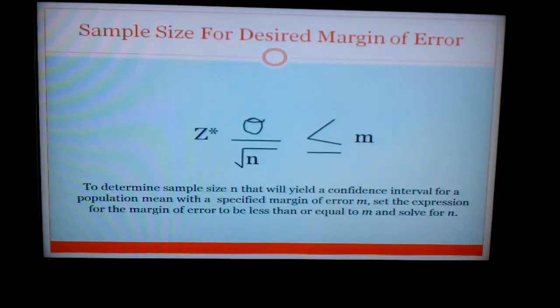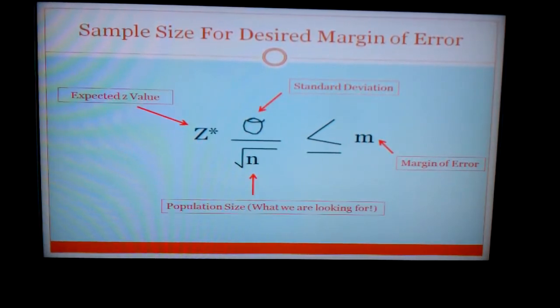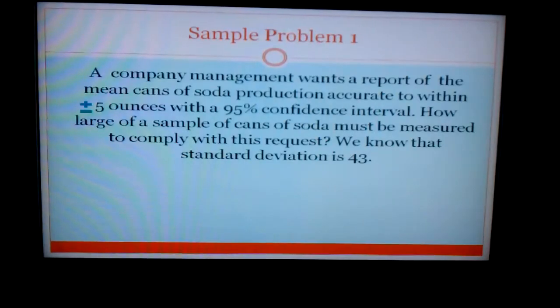Sample size for desired margin of error. To determine sample size n that will yield a confidence interval for a population mean with a specified margin of error m, set the expression for the margin of error to be less than or equal to m, and solve for n. Z star is our expected z-value, sigma is our standard deviation, m is the margin of error, n is the sample size, what we are looking for.